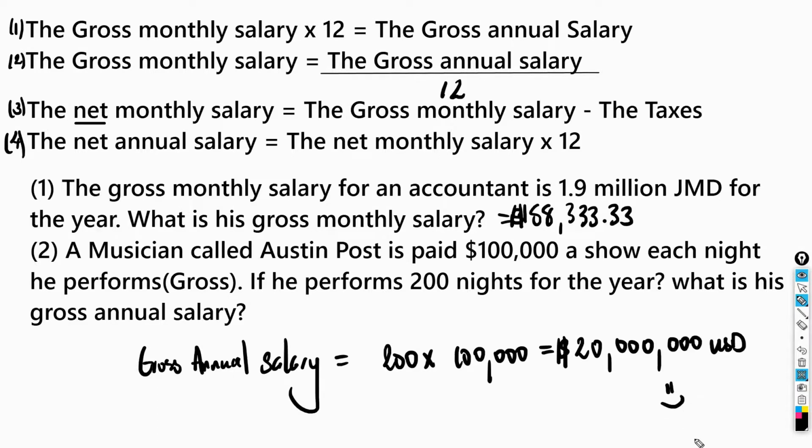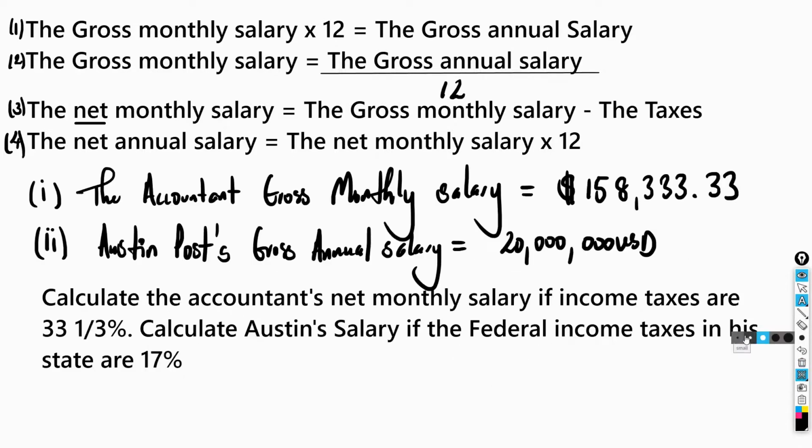So let's look at some net examples now. We're looking at a follow-up question from what we did earlier. Remember, the accountant's gross monthly salary was $158,333.33 Jamaican dollars, and Austin Post's gross annual salary was 20 million USD.